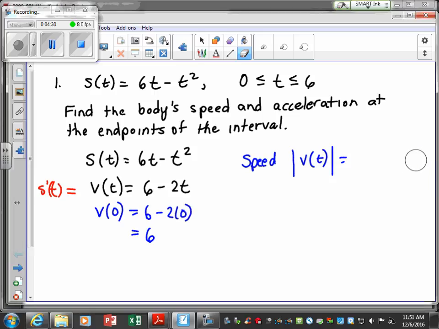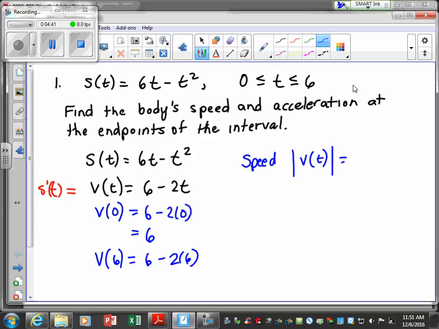So we'll do the calculations over here. And what about the velocity at the other endpoint, which is 6? That would be 6 minus 2 times 6. Okay, so we have a velocity of 6 and a velocity of negative 6 at our two endpoints, but the speed here would be the absolute value of 6, which is just 6 meters per second.